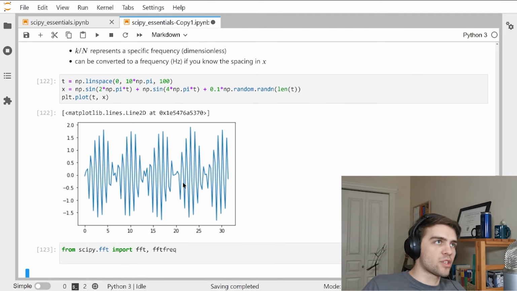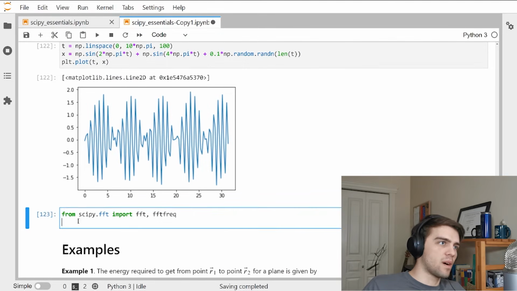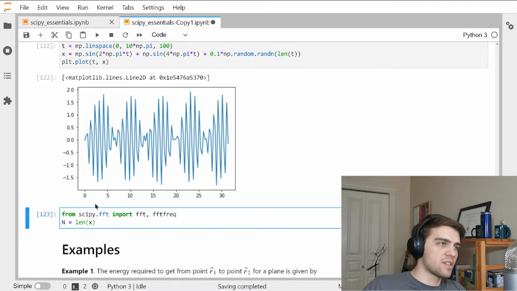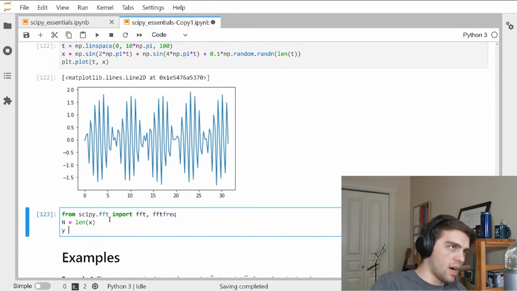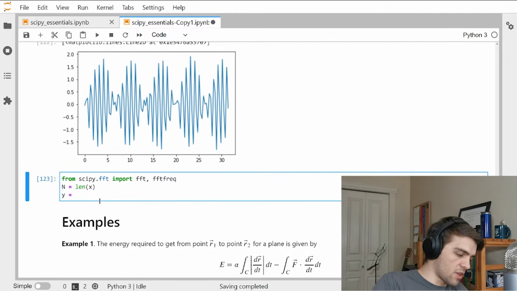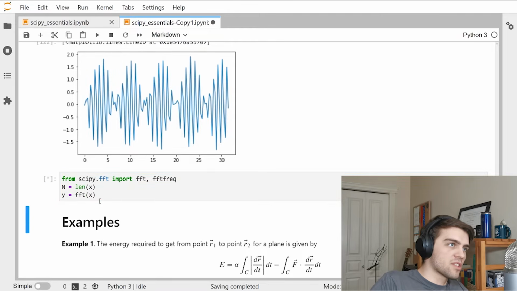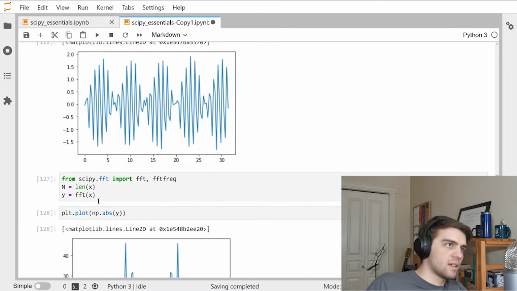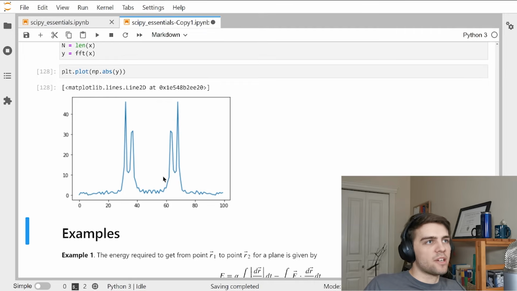So in order to get the Fourier transform of this time series here, first I'm going to define this capital N, and I'll just call it the length of x. This is going to be useful. This is the length of the time series. And then my y, which of course is the Fourier transformed thing here, is just the function fft of x. And you'll note that if I plot y here, so I'm going to plot np.abs of y, you'll note that it's symmetric here.